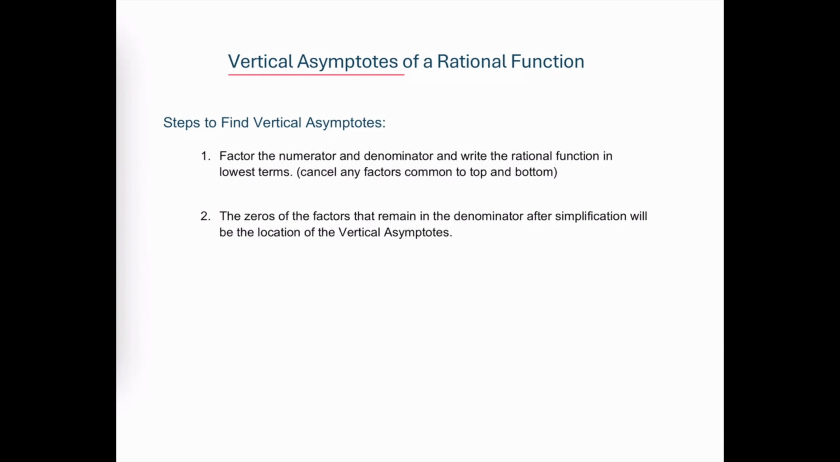The steps to find the vertical asymptotes are: number one, completely factor the numerator and the denominator and simplify it, writing it in its lowest terms, meaning that if we have any common factors top and bottom, those will need to be canceled out. After that simplify step, the zeros of the factors that remain in the denominator will be the location of the vertical asymptotes. So let's look at two quick examples.